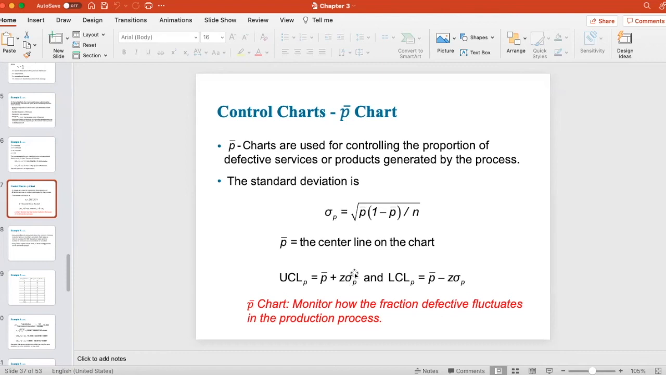Another key element is sigma p. How to get the sigma p? The expression is shown here. Very straightforward. After you get p-bar, you directly put the p-bar value into the specific equation. You also know what n is, which is the sample size. And then you can very simply get the sigma p. After you get sigma p, if you add z sigma p, you get the UCL. If you subtract z sigma p, you get the LCL. That's it, all right? Now, let's use one example to illustrate it.